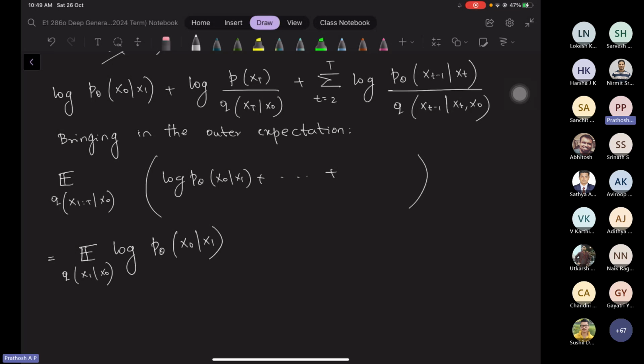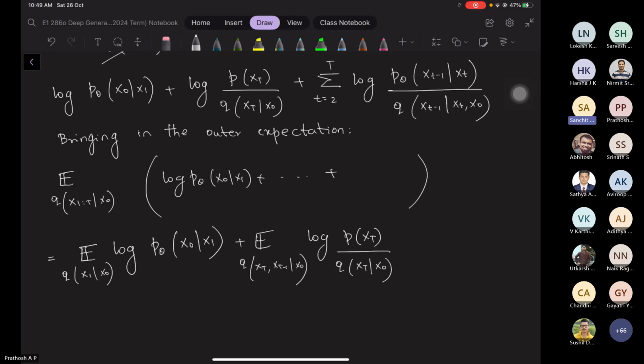Okay, so this is the first term. The second term would be the same thing: expectation of log of p xt divided by q of xt given x naught, and this expectation is with respect to q. Similar argument, we'll take xt and x naught. Everything else will be going away, correct?